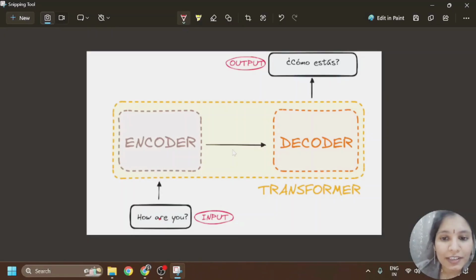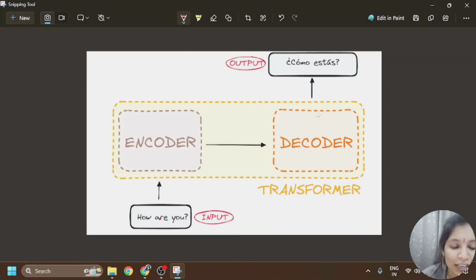So here we can understand the encoder and decoder. We can say the transformer is made of two parts, the encoder and the decoder. The encoder, this box, is used to understand the input. The encoder's job is to understand what you have in the input text, and the decoder's job is to generate the output text.